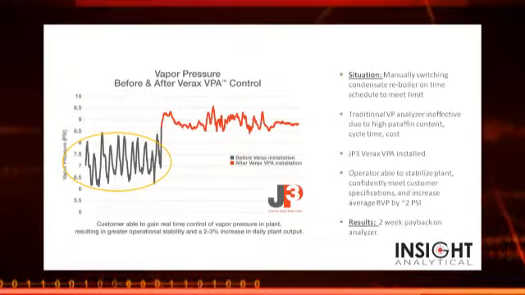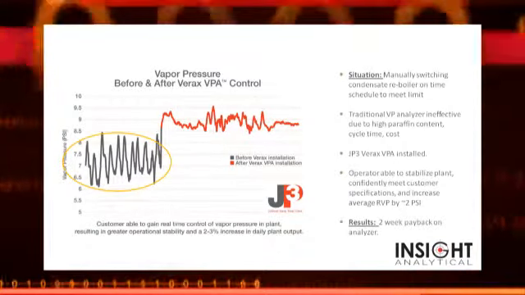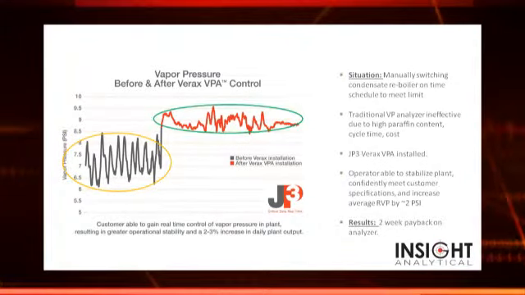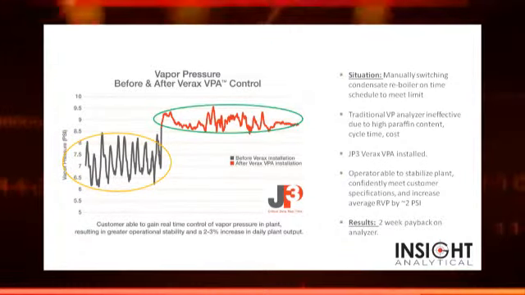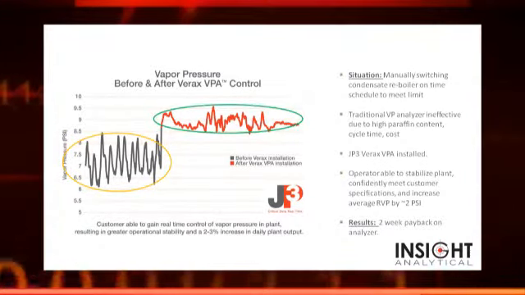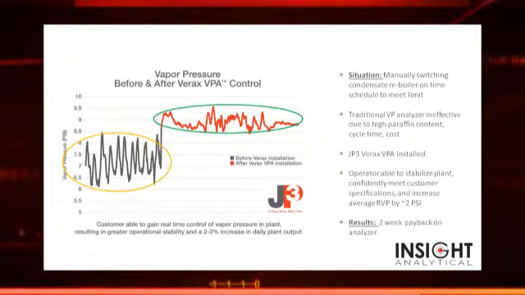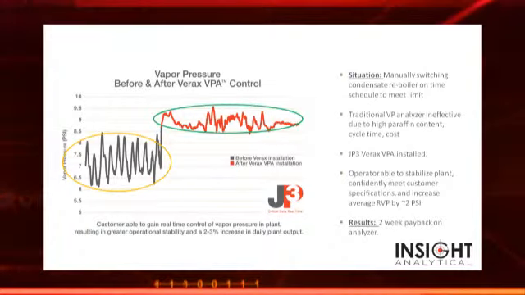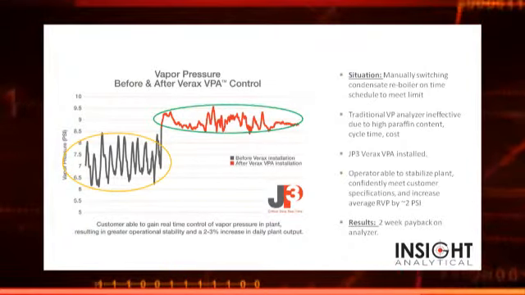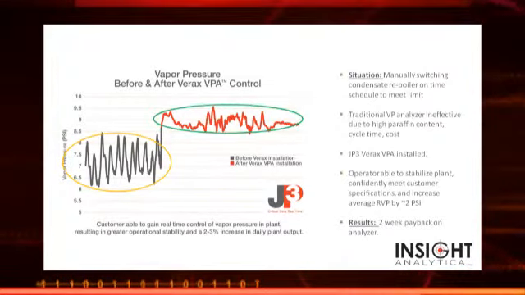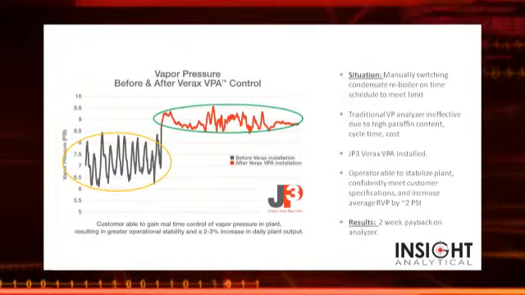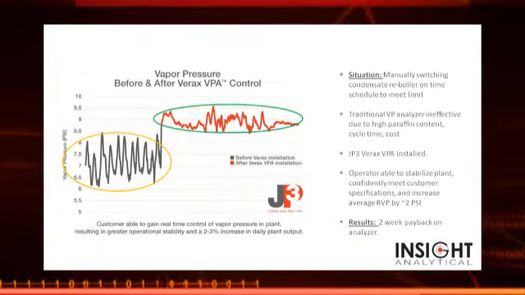And then we say, okay, well now let's go and take the results from the analyzer and put it into control. So the difference becomes that now once we have it in control, we have a lot less variation peak to peak in terms of the RVP of the product that they're producing. So they're producing a more repeatable product, and they're able to stay much closer to their spec, and add about 2 psi of RVP there.